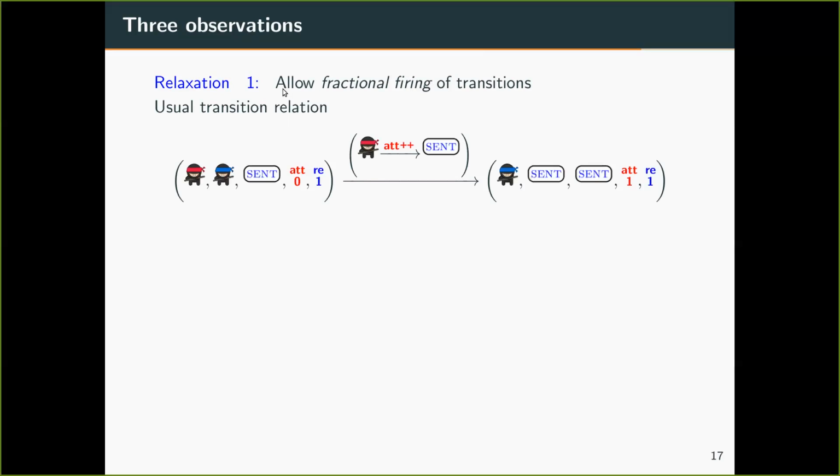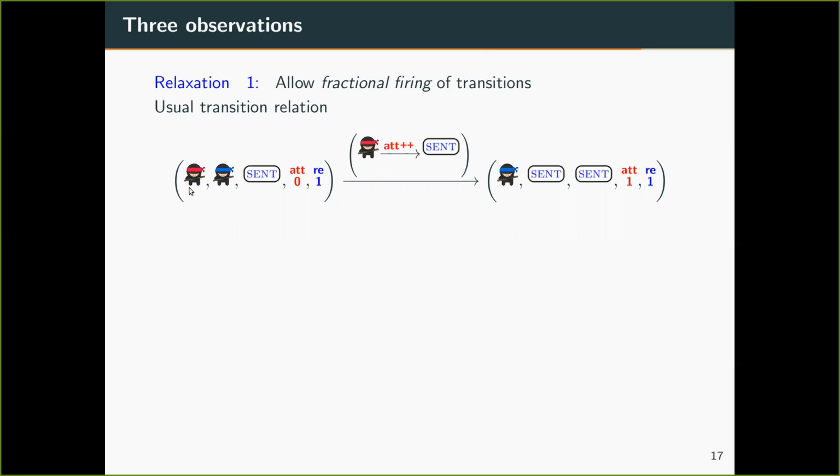So let us recall the usual transition relation between configurations. A process in some state can pick a transition which is enabled at that particular configuration and can fire this transition to go to a new state, right? And along the transition, it increments the shared variables that it encounters. This is the usual transition relation.